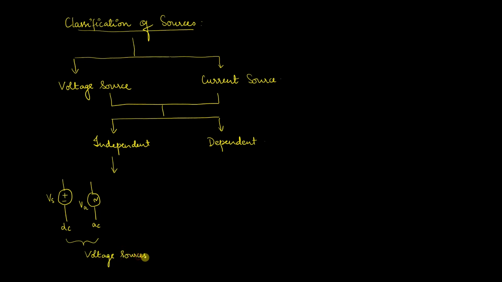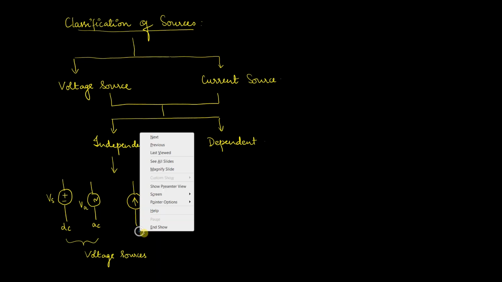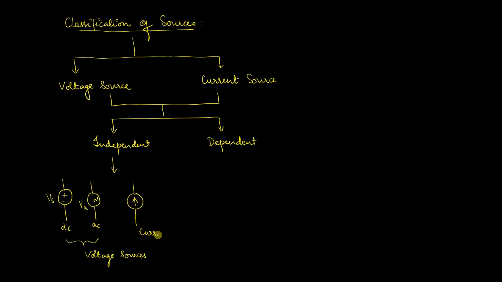When it comes to the current sources, we specify the independent current sources using a round shape similar to the voltage sources, but here the arrow mark is specified. So this is a current source. Now coming to the dependent sources, the dependent sources will be represented with a diamond shape. Again we can have dependent voltage sources and dependent current sources.